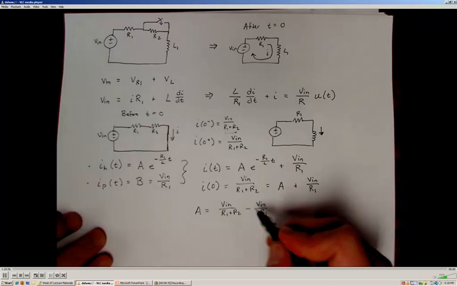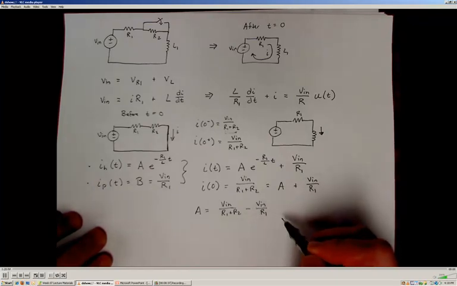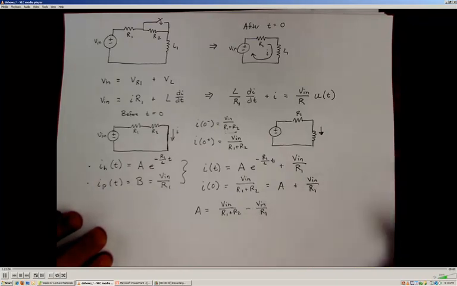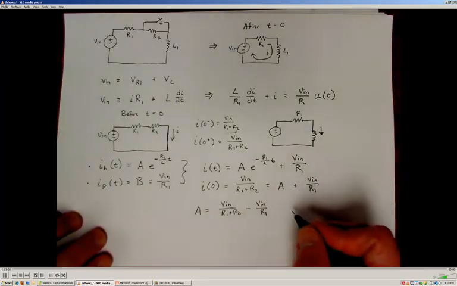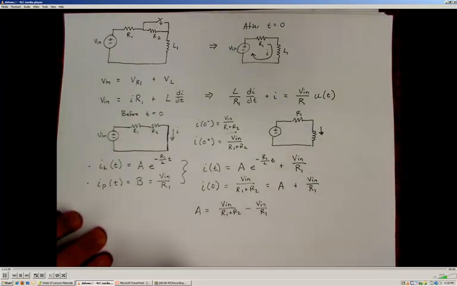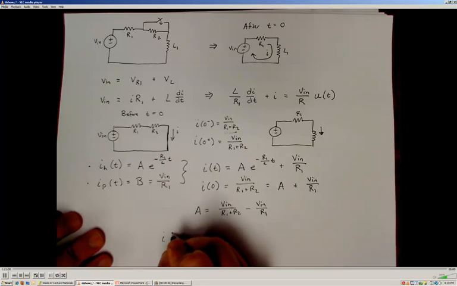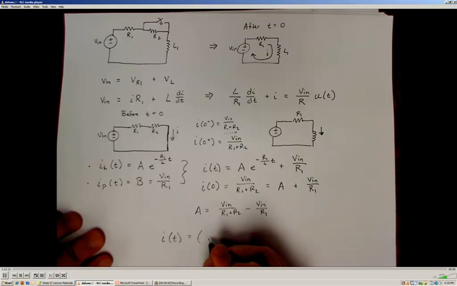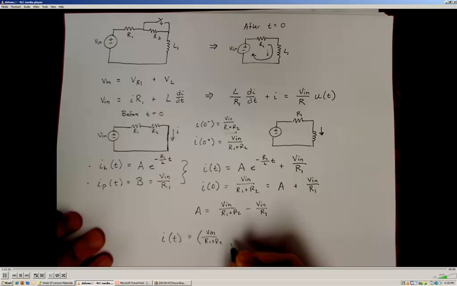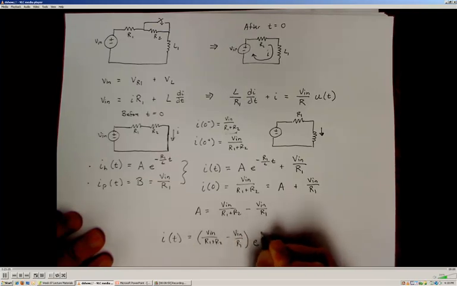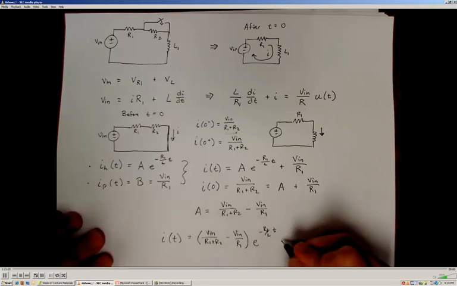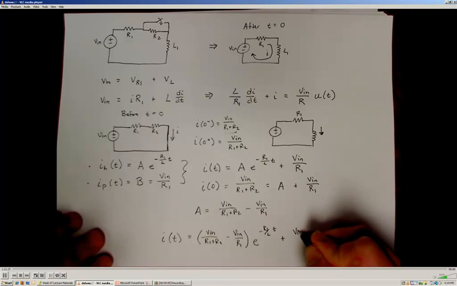Of course, I could do some algebra and make that look a little more appealing, but I'm not going to do that at this time. But the total solution here will be current as a function of time is going to be Vn over R1 plus R2 minus Vn over R1 times e to the negative R1 over L times time plus Vn over R1.